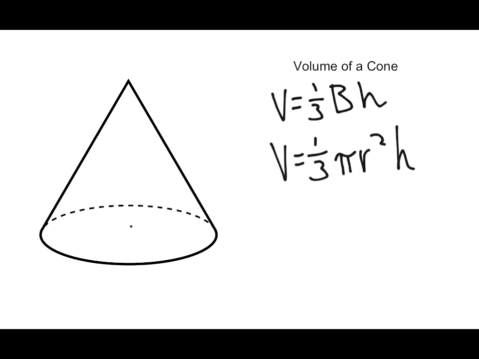Since that's a formula, we're going to have to know a couple of things from this diagram, the first of which will be the height of the cone. The second is the radius of the circle, which is also the base of our cone.